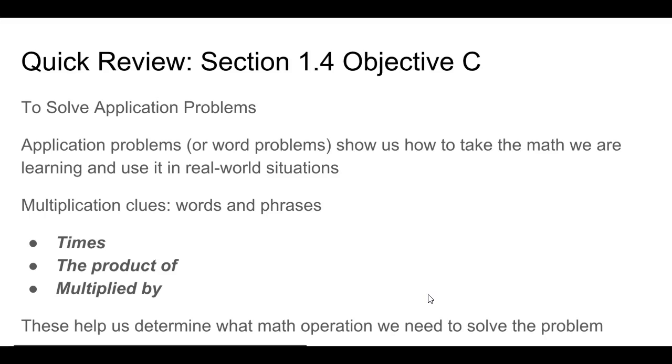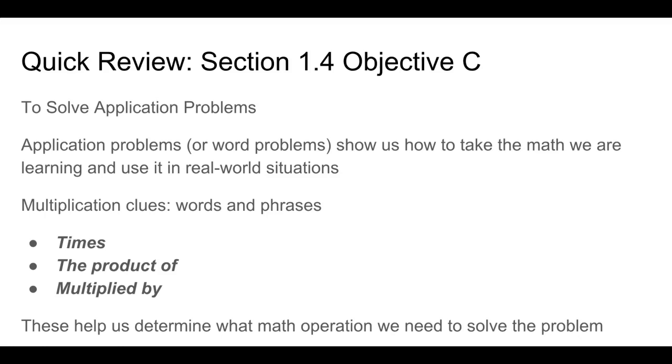So let's go ahead and do our quick review, section 1.4, Objective C. Once again, this will be a quick review. If you need further detail or more information, you'll certainly want to go back and view the previous lecture that had all the details. With the last section, we covered how to solve application problems using multiplication as the math operation. Remember that application problems or word problems show us how to take the math we are learning and use it in real-world situations. Word problems are perfect for that.